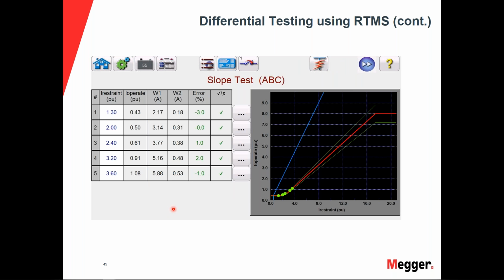The slope test, again, like we went over before, we'll do it again, is the restraint and operate. We're actually holding a restraint value here, and then we're increasing the operate current to make sure we're in tolerance of the percent slope. On this particular software program, you can just select these dots. You can just click on this actual slope, and we'll populate these points for you. So it's very easy, very user-friendly to set it up using RTMS software.